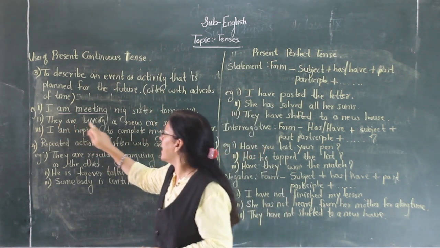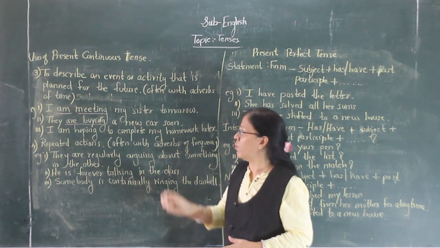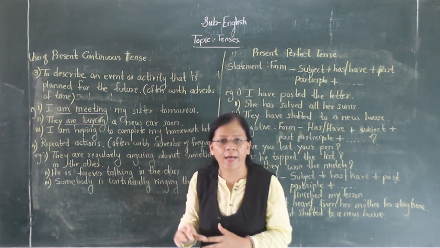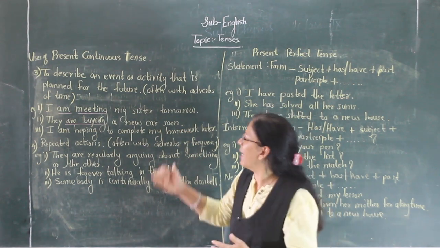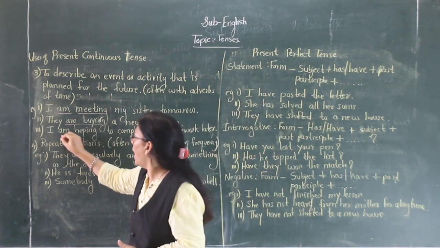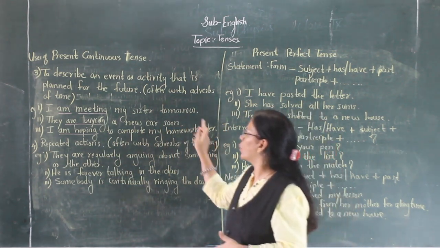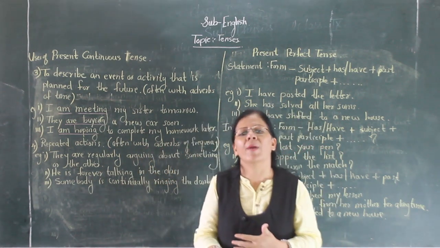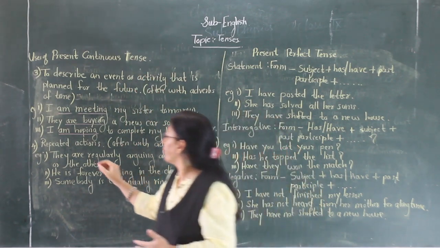Next example, they are buying a new car soon. This is soon. That is also an adverb of time. And it is a planned action for the future, and so we use present continuous tense. For example, I am hoping to complete my homework later. Later is also an adverb of time. So this is also a future planned activity, and we use present continuous tense.